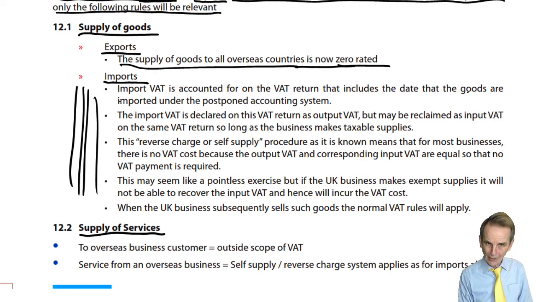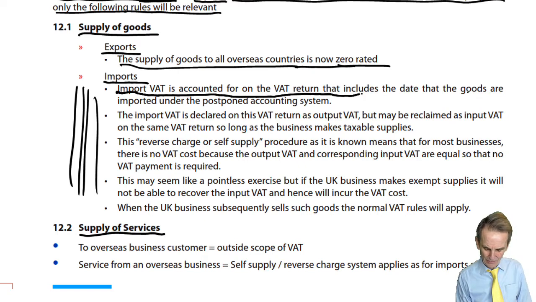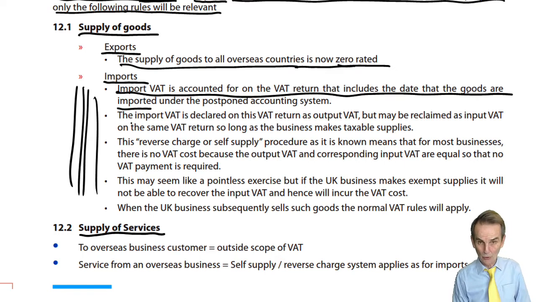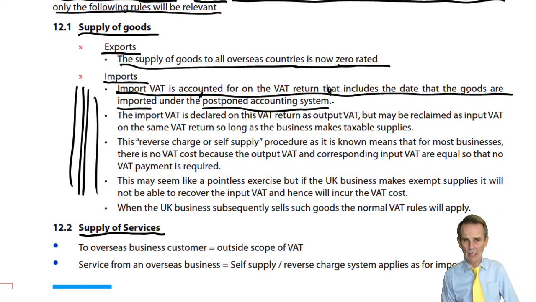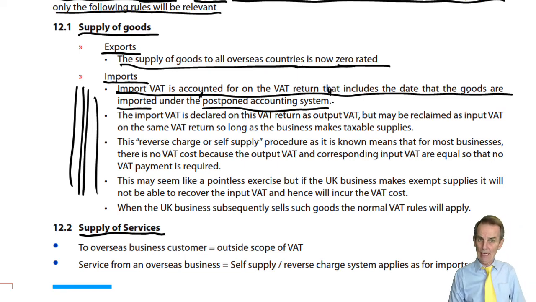On imports, we're buying in from overseas suppliers. We're going to have to account for input VAT on the VAT return that includes the date that the goods are imported. So whenever the goods were imported, on that VAT return we're going to have to account for input VAT under what's called the so-called postponed accounting system. It's not a name that you need to be familiar with, but that's the name of it, and I'll explain where the word postponed comes in just a while.